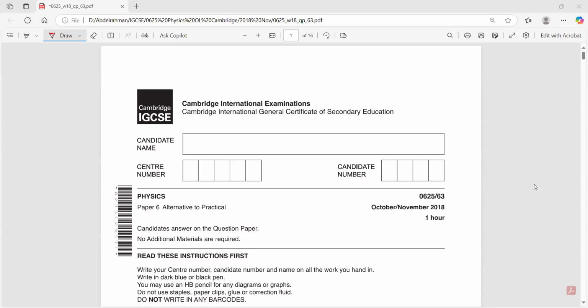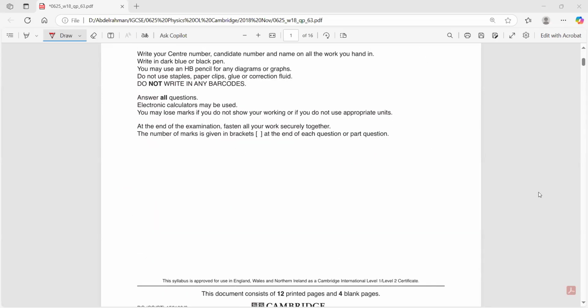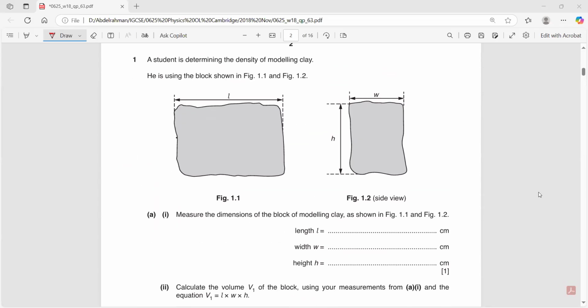November 2018, paper 6, variant 3. In question 1, the student is determining the density of a model in clay. He measures the length L, the width W, and the height H.